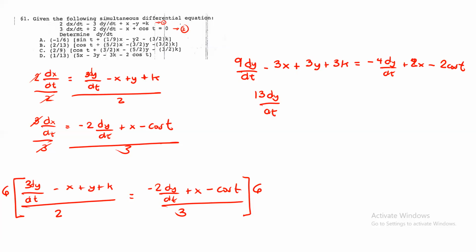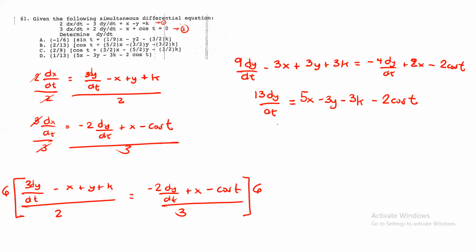Then is equal to, so dito naman ilipat natin tong negative 3x sa kabila. So negative 4 or negative 3x. So 2x plus 3x is 5x plus 3y plus 3k, or baliktad pala, magiging minus na pala yan. Minus 3y minus 3k minus 2 cosine ng t.